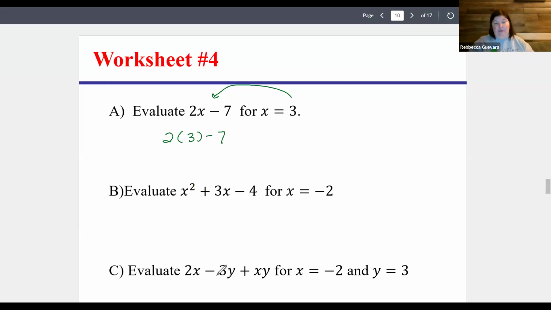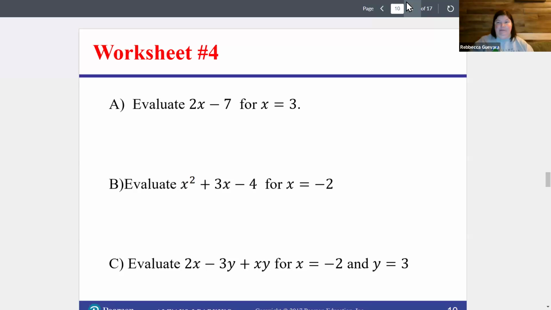Same thing here. Here we got 2 variables that we're replacing. So every x is replaced with negative 2, every y is replaced with 3. And I'm emphasizing every variable because I've seen people not do every variable. So please take a moment and just work on those.